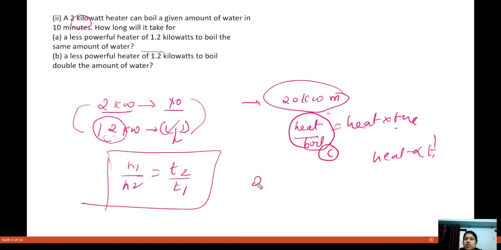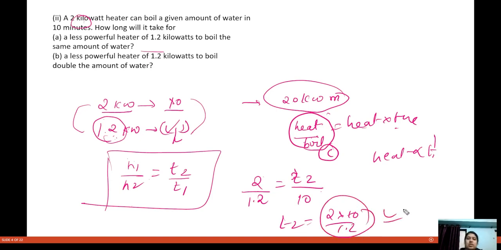Now what is H1 here? 2 kilowatt. What is H2 here? 1.2 kilowatt. What is T2 here? We need to find it out. What is T1 here? That is 10. So you get 2 into 10 divided by 1.2. This is also a method because this is inversely proportional. Always make your equation and try to determine the relationship between them. What thing is constant? How can you break down the equation? How can you take the variation? How can you convert that into proportion? These kinds of things are necessary in doing these kinds of questions.